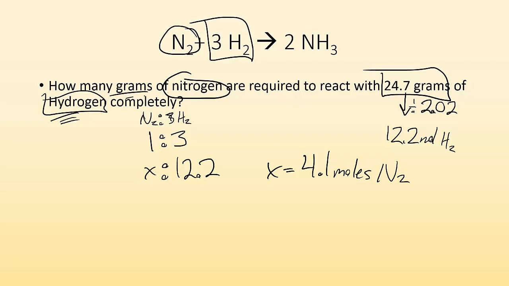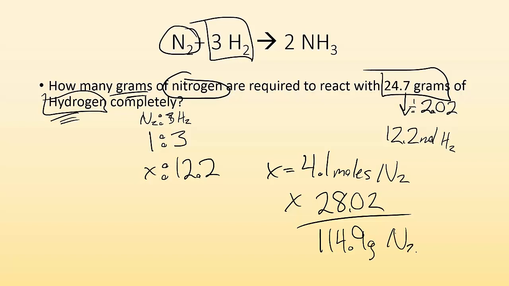But the question wants grams of N2. So now I got to do one more step and times it by the gram formula mass of nitrogen, which is 28.02. And I get, and apparently I didn't do this one yet, so hold on, I actually got to use a calculator. 4.1 times 28.02, and I get 114.9, yeah, sig figs, 114.9 grams of N2.